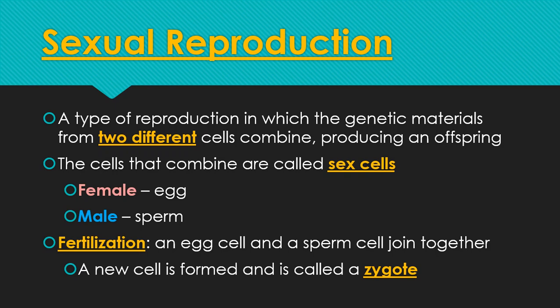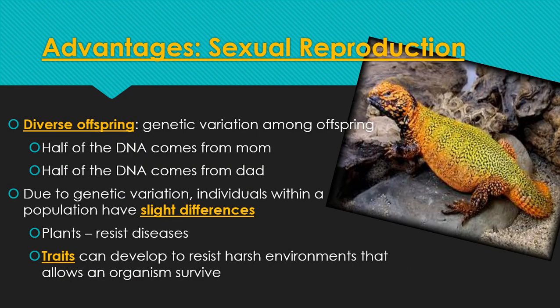Yung sperm and egg, these are called sex cells. Or in genetics, you call this one allosomes. Pag body cells, autosomes. So, advantage nito. Ano yung advantage ng sexual reproduction?